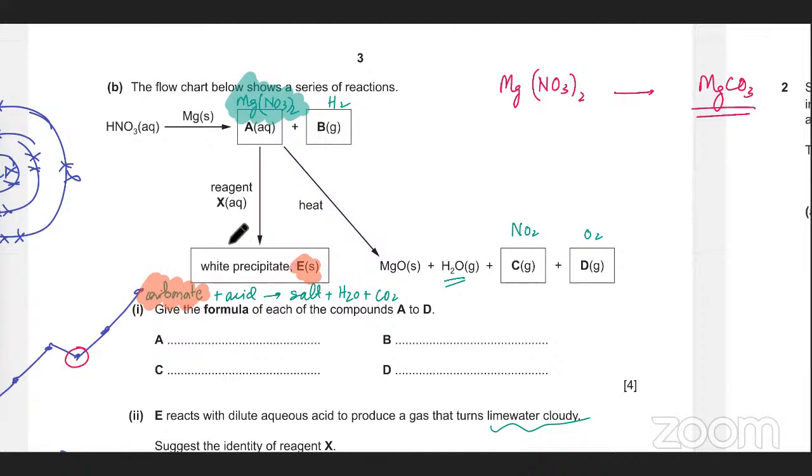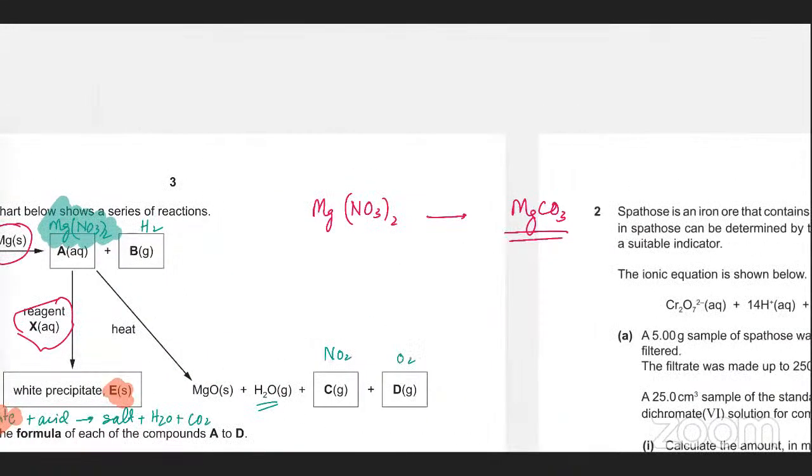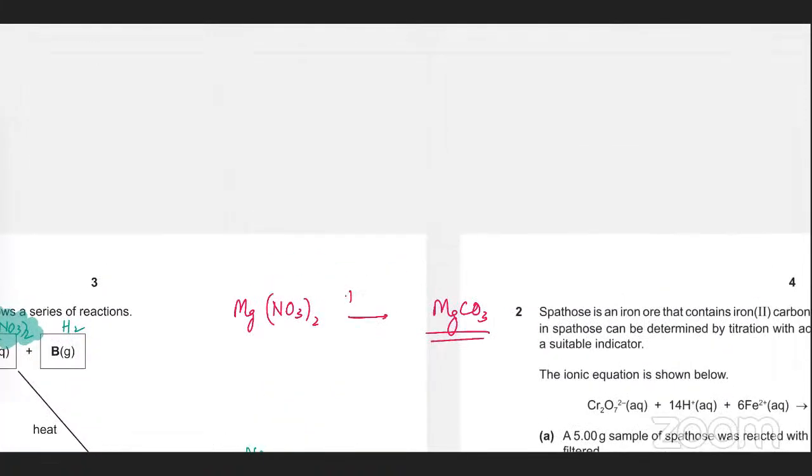And because magnesium is the only metal over here, there's no other metal anywhere. So magnesium nitrate would probably be turning into a carbonate, and it's obviously going to be magnesium carbonate. And we figured out that it's a carbonate because carbon dioxide gas is produced when an acid reacts with it. So that happens with carbonates. Suggest the identity of the reagent X. So the question is, how do you convert magnesium nitrate to magnesium carbonate? What reagent X would you add?